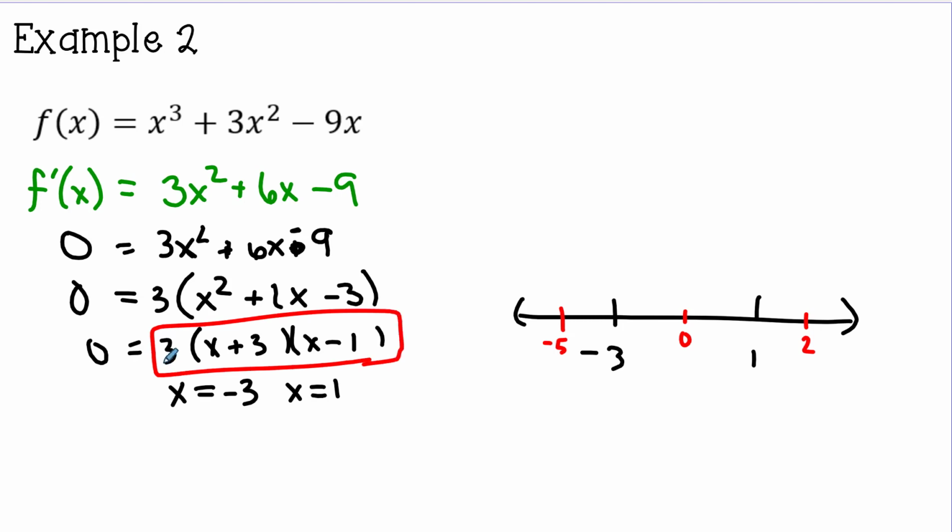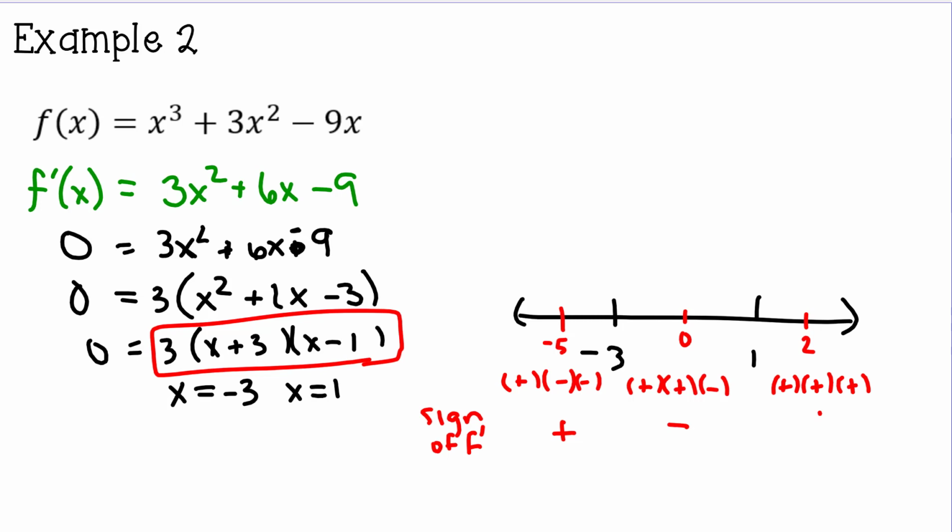So if I do 3, that's positive. Negative 5 plus 3 is negative. And then negative 5 minus 1 is negative. So overall, the sign of f prime is positive. Positive times negative times negative. So when I plug in 0, 3 is positive. 0 plus 3 is positive, and then 0 minus 1 is negative. So overall, the sign of f prime is negative in that interval. And then when I plug in 2, I should get positive times a positive times a positive. So overall, the sign of f prime is positive in that interval.